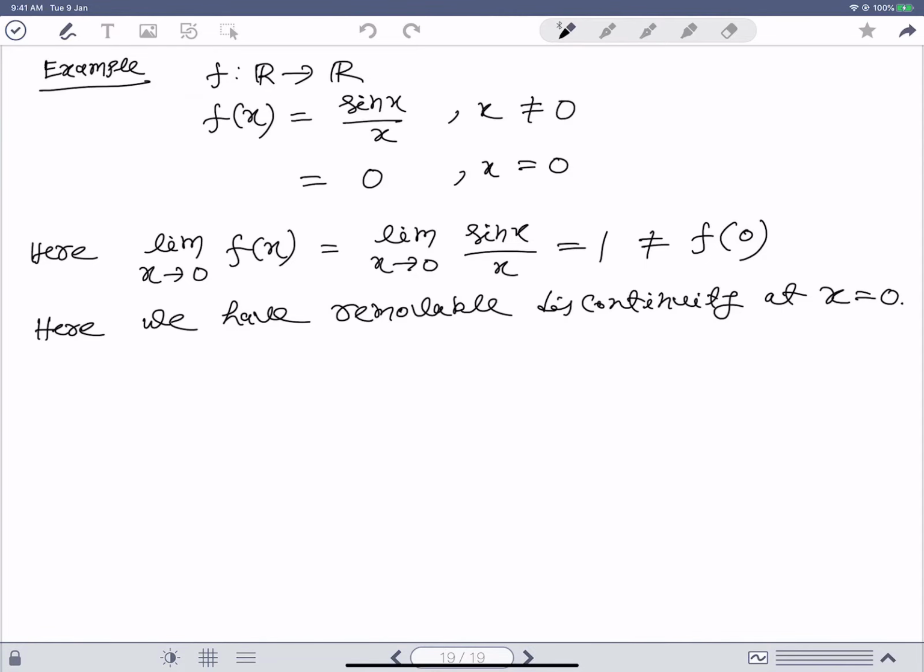Fine. Now there is another discontinuity. This is called jump discontinuity, or sometimes it is also called discontinuity of the first kind.